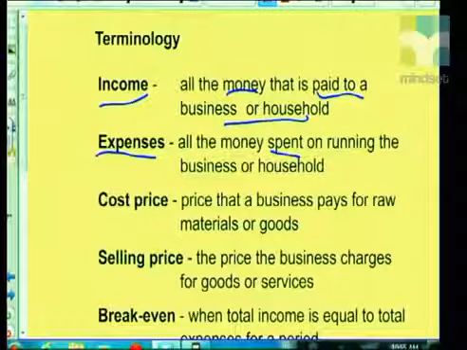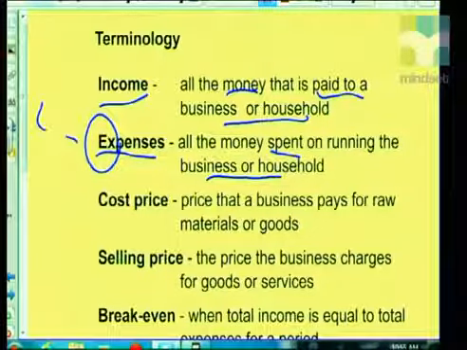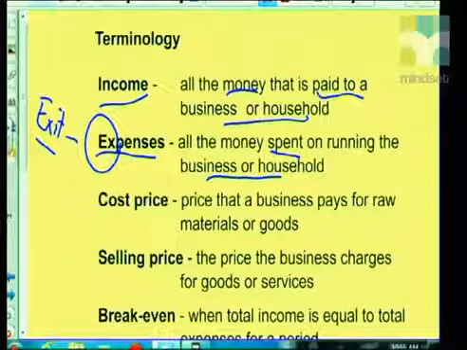Spent on running the business or the household. And EX, it's like exit. And that's how I remember that it's money not coming in, it's stuff that's going out. Now, we need to make sure that there's a balance between these two. We can't survive, we can't carry on operating and running a business or running a household or even running our lives if we don't have enough money and we've got too much money going out.